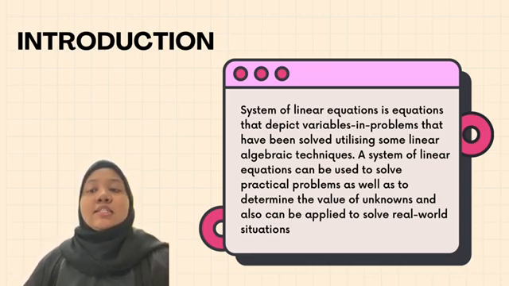So what is a system of linear equations? A system of linear equations is a set of equations that depicts variables in problems that can be solved utilizing linear algebraic techniques. It can be used to solve practical problems as well as to determine the value of unknowns, and can also be applied to solve real-world situations.